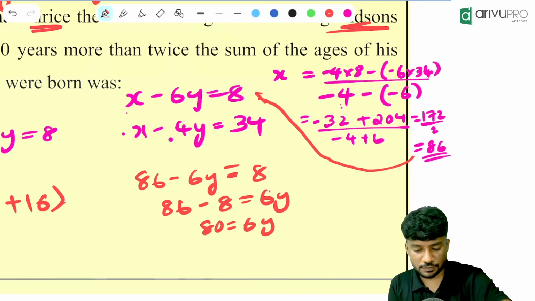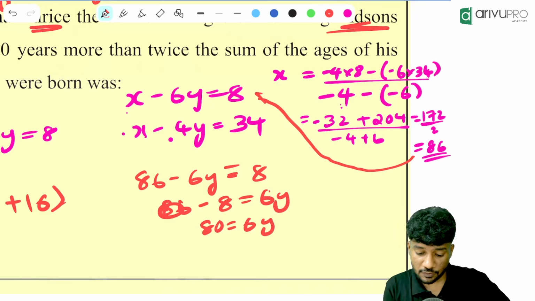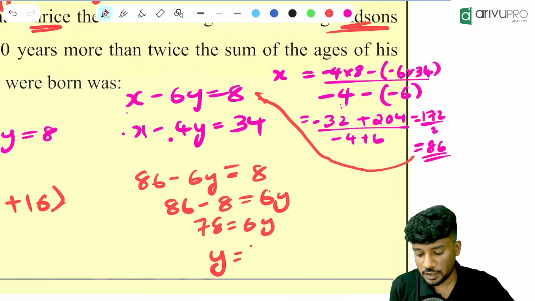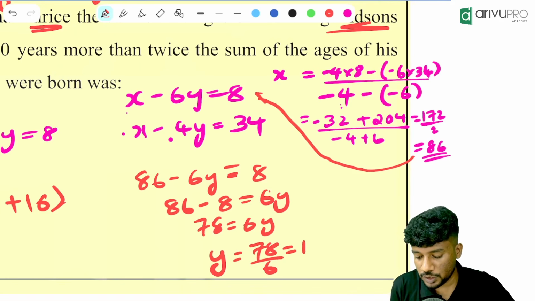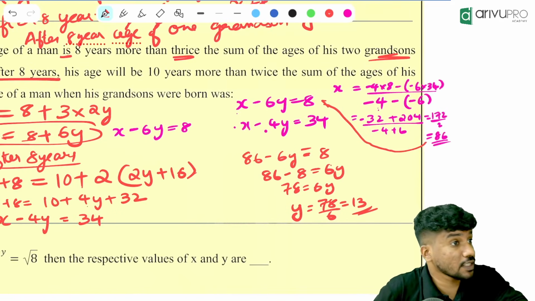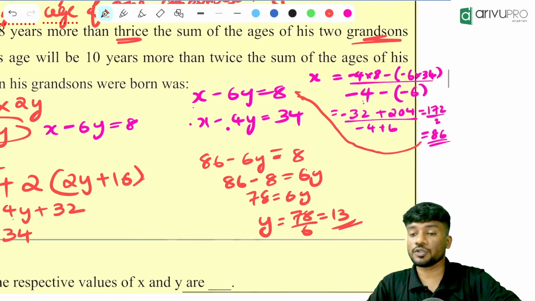How much is the answer? Sorry, not 80. It is 78. 86 minus 8 is how much? 78 is equal to 6y. y is equal to how much? 78 by 6, which is equal to 13. We got it as y is equal to 13. Check the calculation again. y is equal to 13.